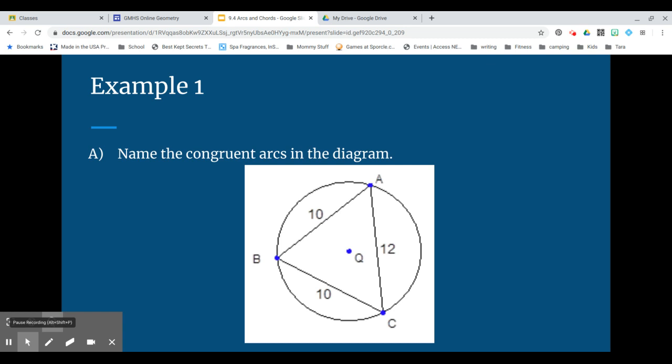Here's an example. We're asked to name the congruent arcs in the diagram. Both arc AB and BC are subtended by a chord that is 10 units in length. Therefore, AB and BC would be congruent arcs.